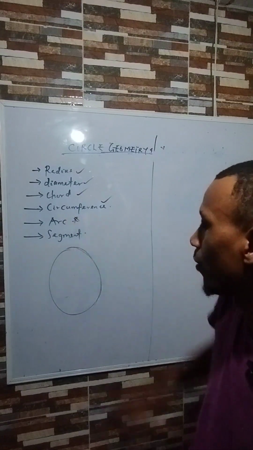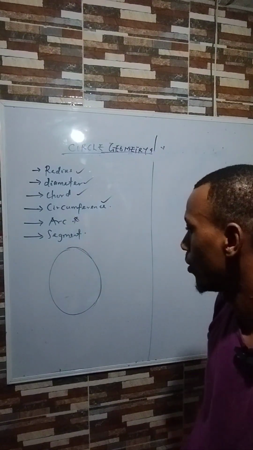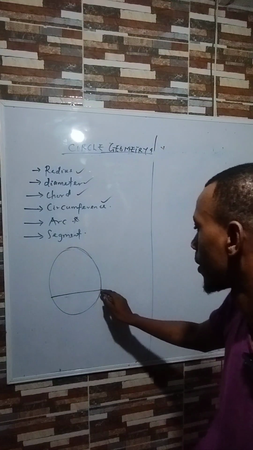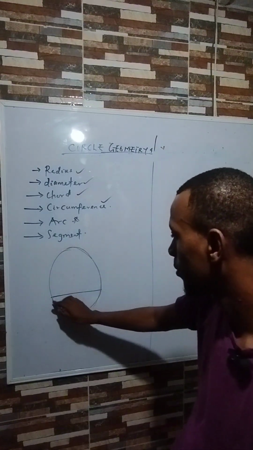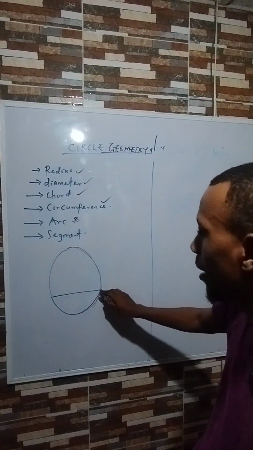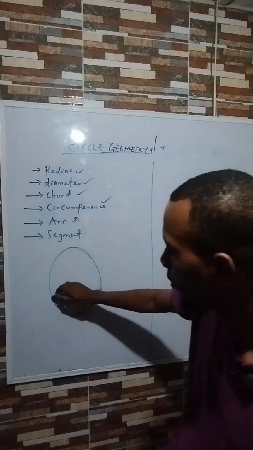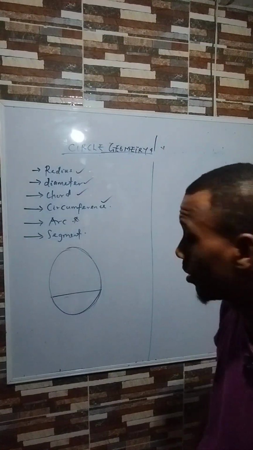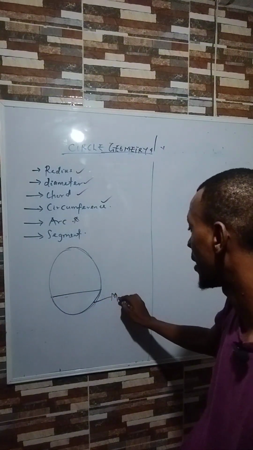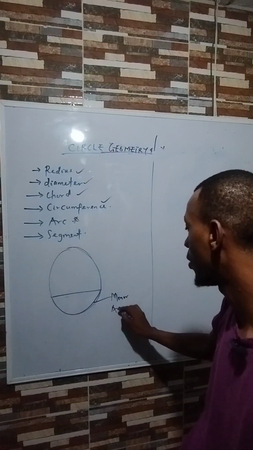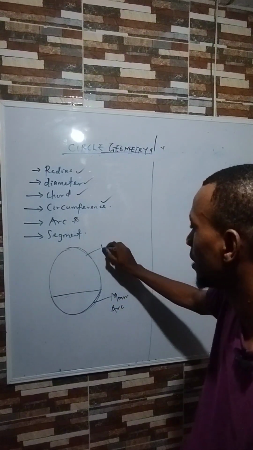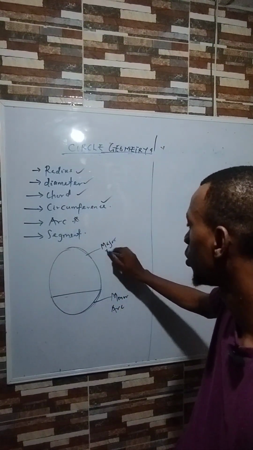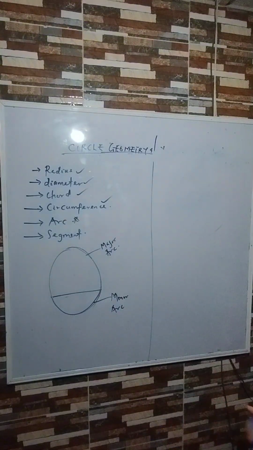What about the arc of the circle? If you look at this part, this is an arc. Then this also is an arc. So we can say that we have two major types of arc. We have what we call the minor arc, and we refer to this as the major arc.